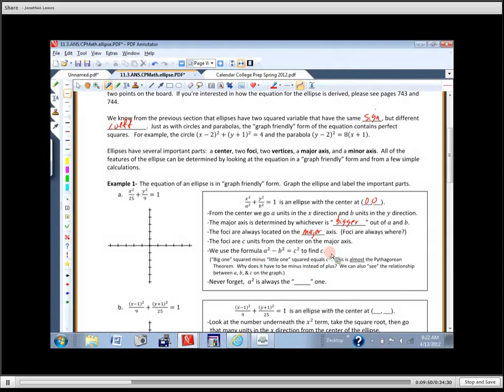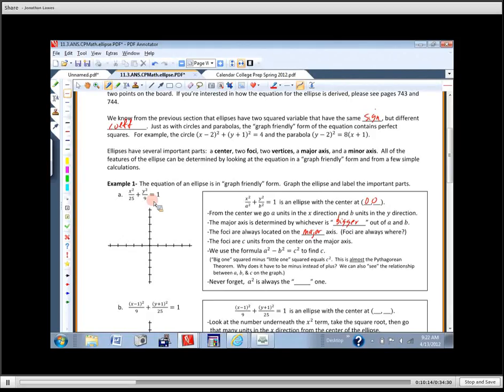So when we were dealing with parabolas, all we worried about was what's A? A is the distance from the vertex to the focus and the vertex to the directrix, and it also helps us figure out the endpoints of the latus rectum. Okay, when we're dealing with an ellipse, we've got a few more things to worry about. We've got to go A units in the x direction, B units in the y direction, and then we've also got to figure out where's the focus.